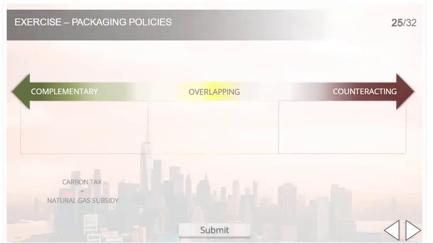Let's assess some examples of policy packages. Considering the spectrum of policy interaction, can you tell in which category the policy combinations fall? Drag and drop the combinations at the bottom of the slide into the right category.